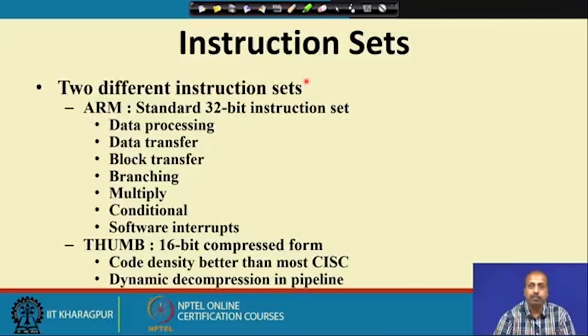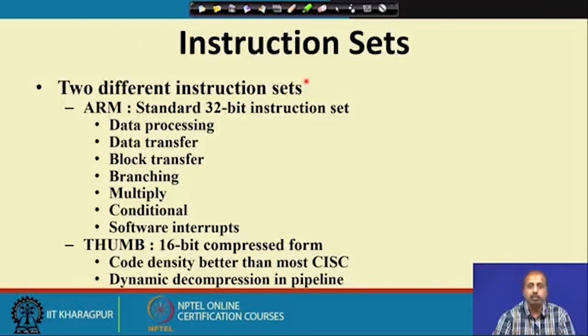Now, these instructions can further be classified as data processing instructions, where it is doing processing like addition, subtraction, multiplication, etc. Then data transfer instructions, transfer between register pairs, or register and memory. Then block transfer, where you can move a block of data from one portion of memory to another. You can do branching, going from one location to another. Then multiplication, conditional execution and software interrupt. These are the various categories of ARM instructions that we have.